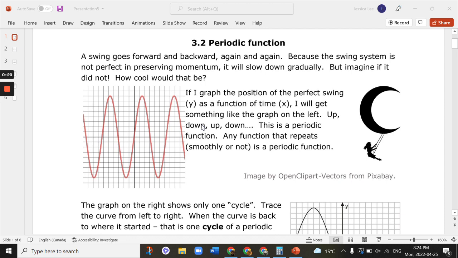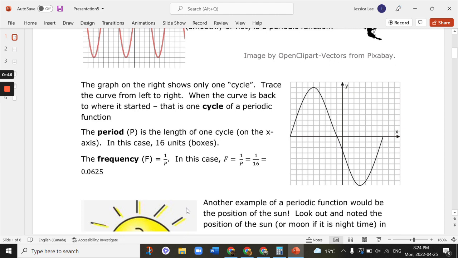If I graph the position of the perfect swing as a function of time, so y will be the position and x will be time, I will get something like the graph on the left, where it goes up, down, and repeats again and again. Any function that repeats, smoothly or not, is a periodic function. The graph on the right shows you one cycle.